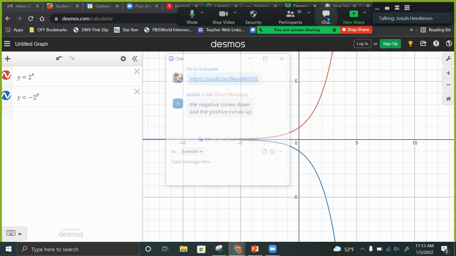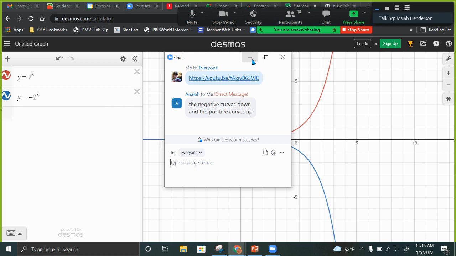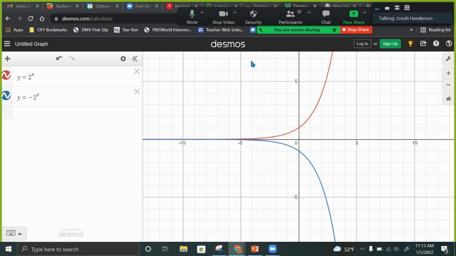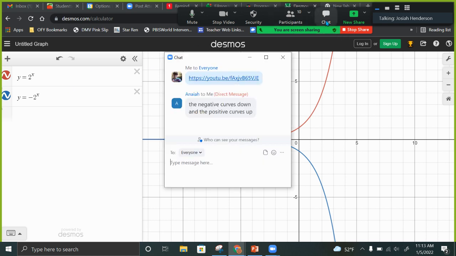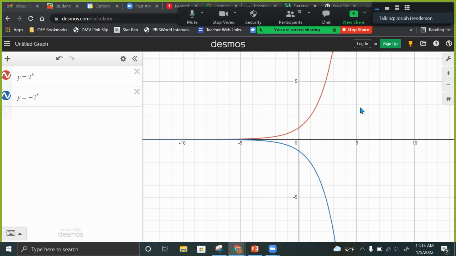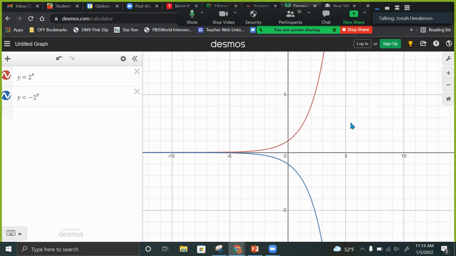I'm going to check the question in the chat. Oh, nice. Anaya noted that the positive curves up and the negative one is curving down. Correct. Thank you for pointing that out. That's what I was hoping you would see. All of our positive graphs that we graphed yesterday will look kind of like the red one. They're all going to be curving up from left to right. And if we make a negative, it curves down from left to right.